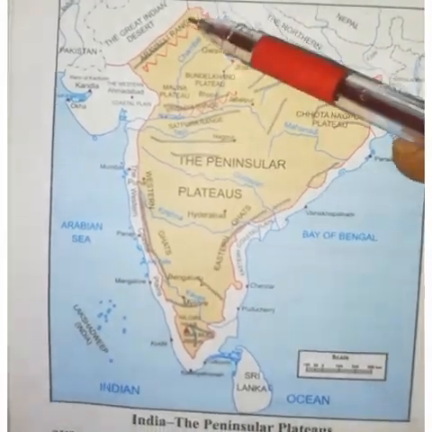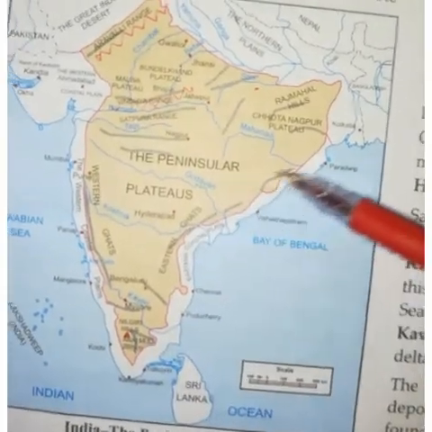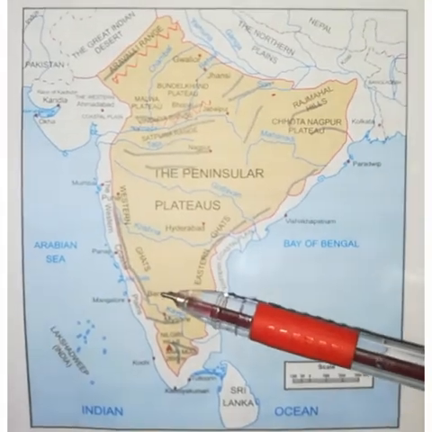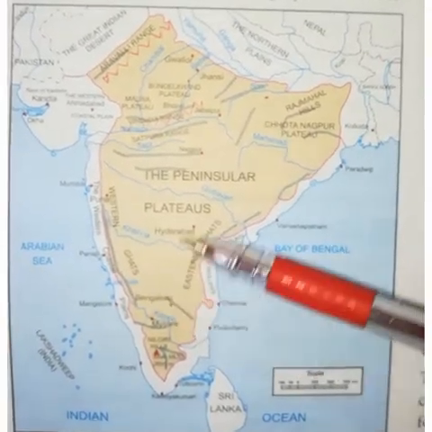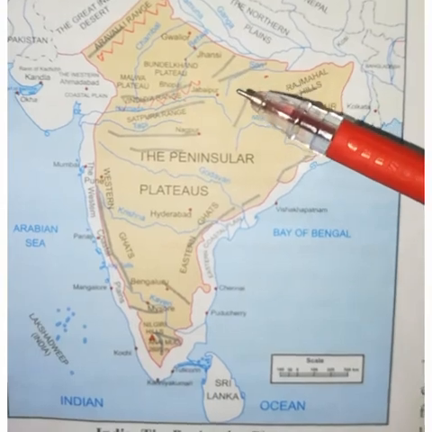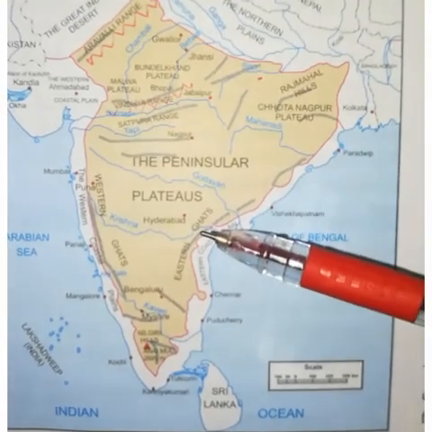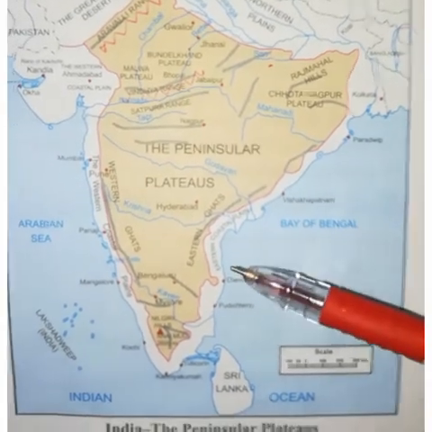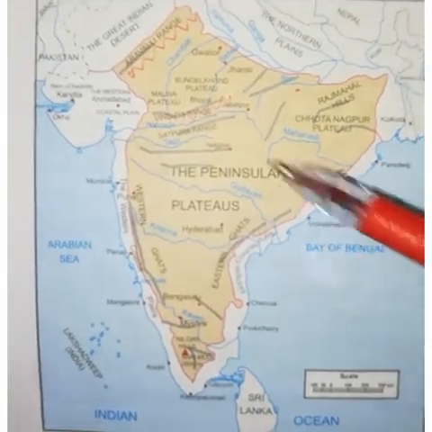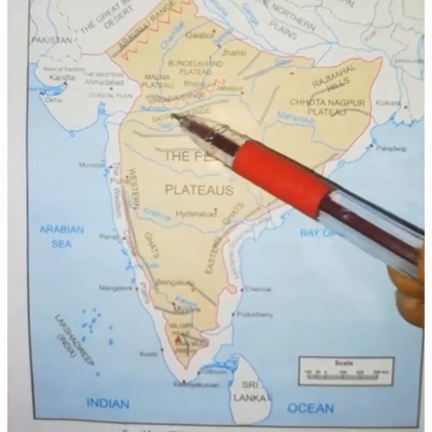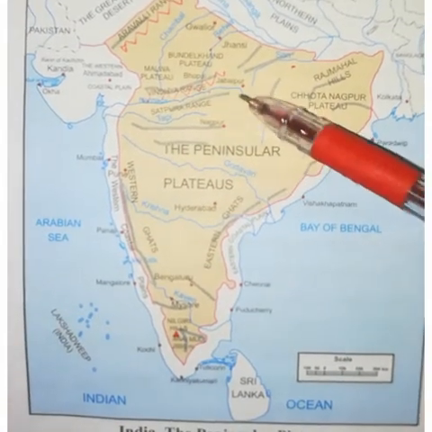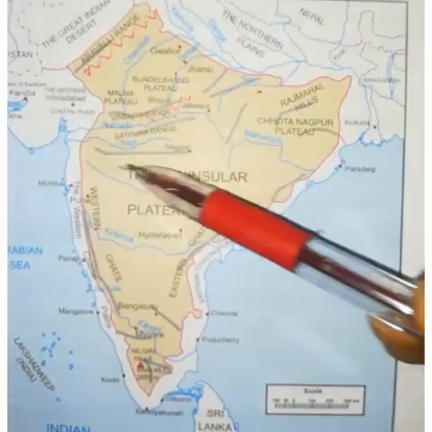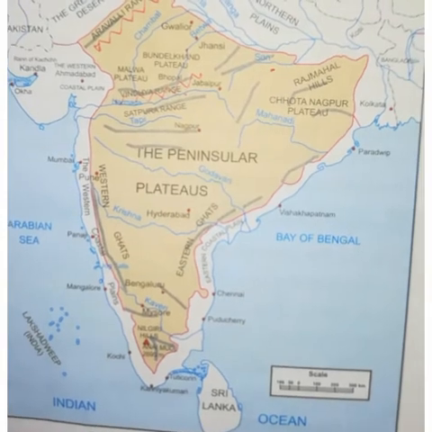This area is, as you can see, triangular in shape and highly uneven. The average height of the plateau ranges from 600 meters to 900 meters. These plateaus are made of igneous and metamorphic rocks. Numerous hill ranges and valleys are located in this area. River Narmada, as you can see here, divided it into two distinct parts. First is the Central Highland and the second one is the Deccan Plateau.